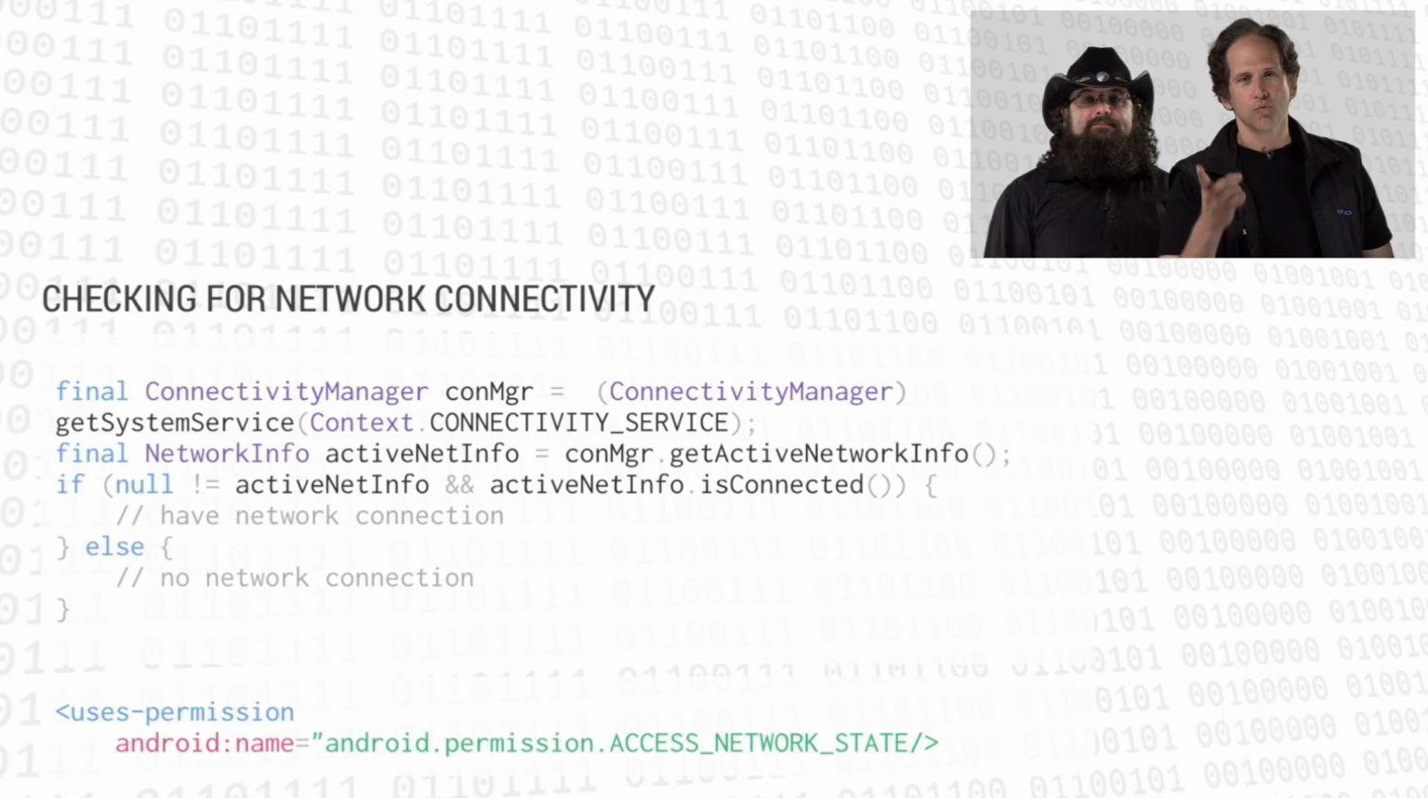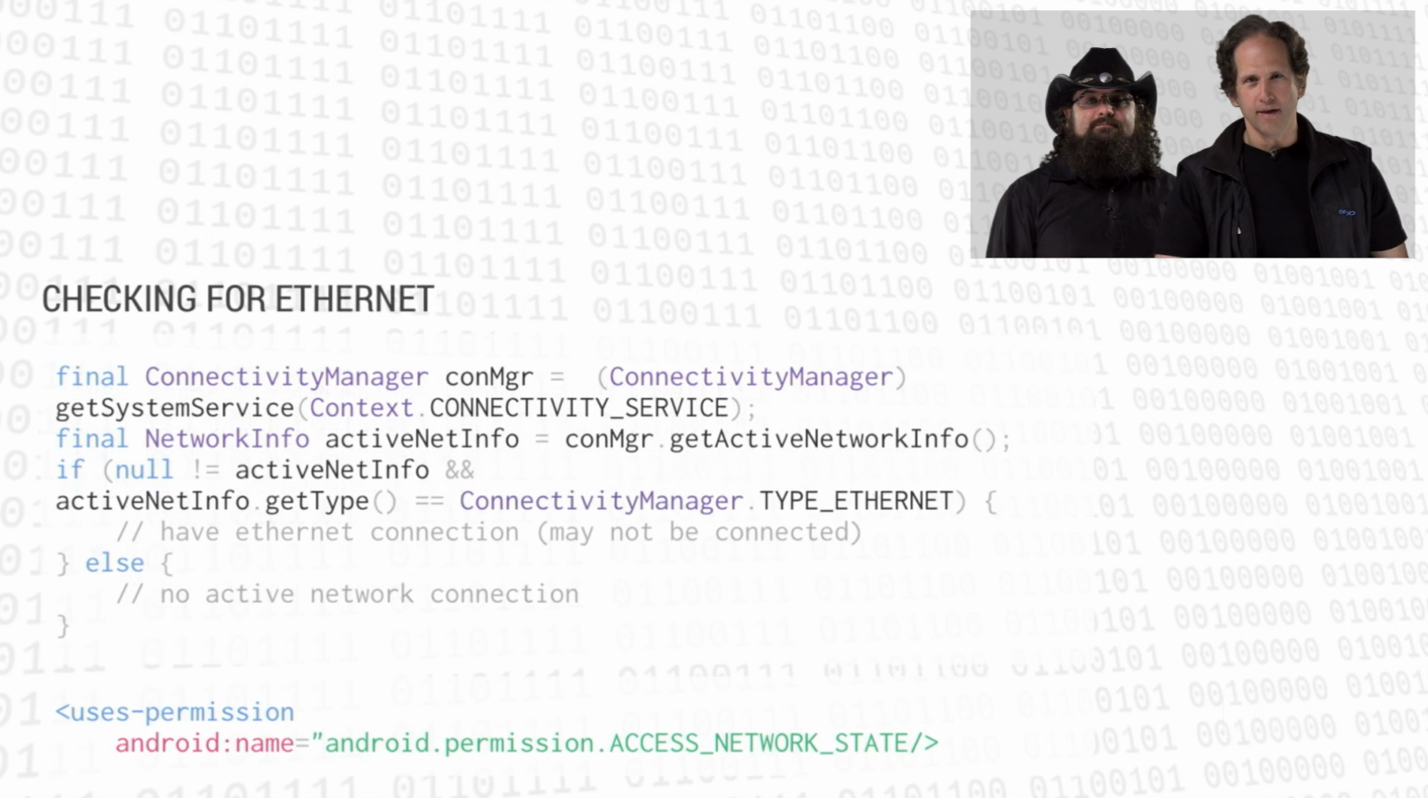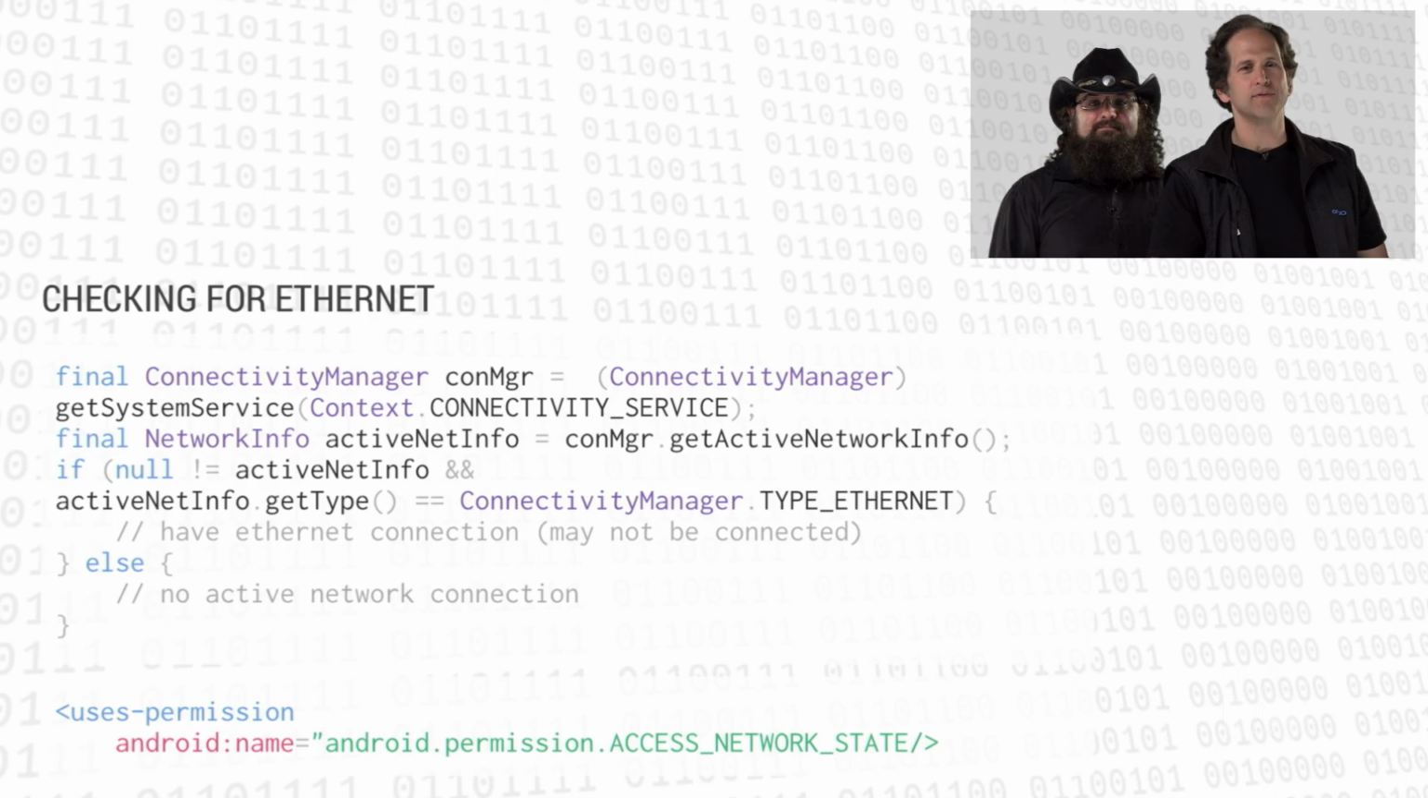The good news is that it's really easy to test for network connectivity without caring about the type using this snippet of code. But if you really want to test whether wired networking is active, you can check to see if the active network is of type Ethernet. Understanding the active hardware allows your game to make good decisions about using bandwidth.